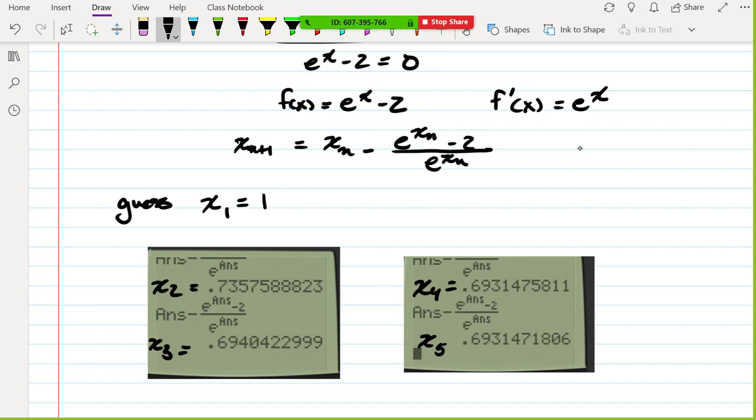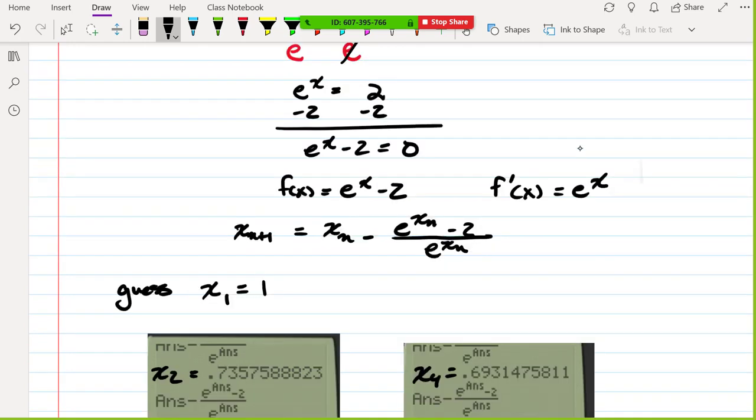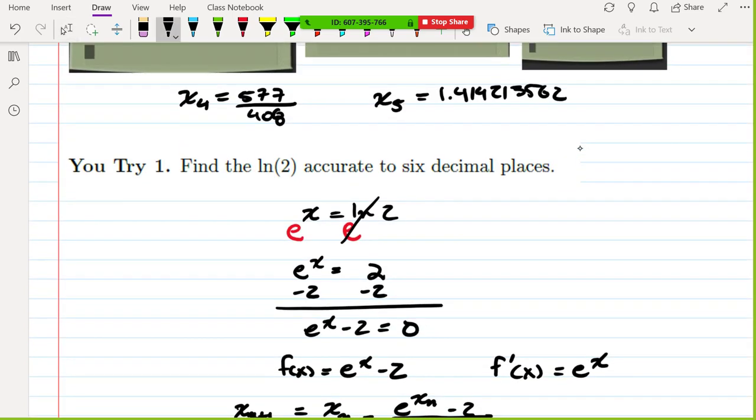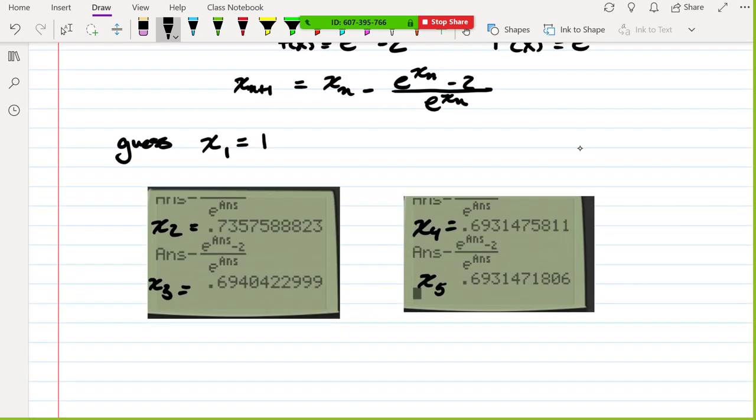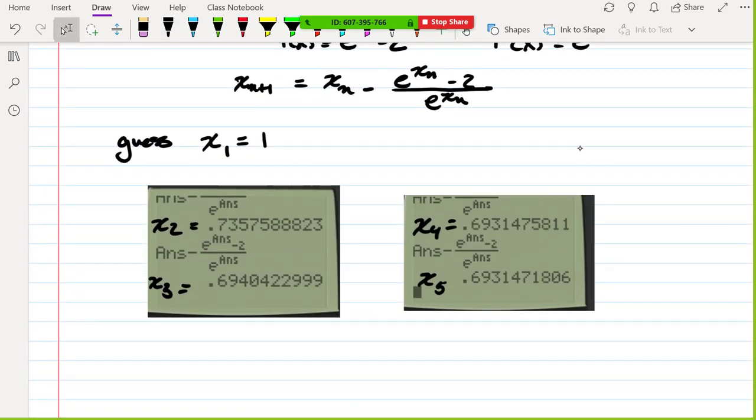And x5 is definitely accurate to 6 decimal places. So in the actual question it says, find the natural logarithm of 2 accurate to 6 decimal places. Well, we know we're accurate to 6 decimal places when it doesn't change after 6 decimal places. So here we had 0.69404, 0.69314. So those were not the same. So x3 and x4 don't have enough accuracy.